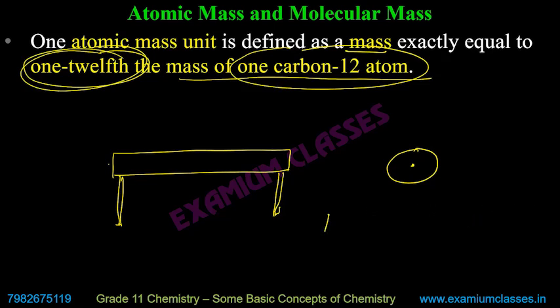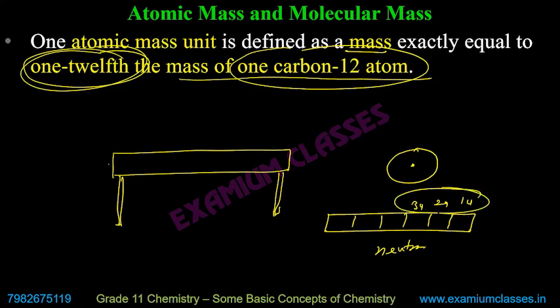So suppose we have this much mass of neutron, and this much is equivalent to 1 U. So we will say 1 U, 2 U, 3 U, 4, 5, 6, whatever. Okay? These many U's are there. It can accommodate these many units, so it is equal to those many units.